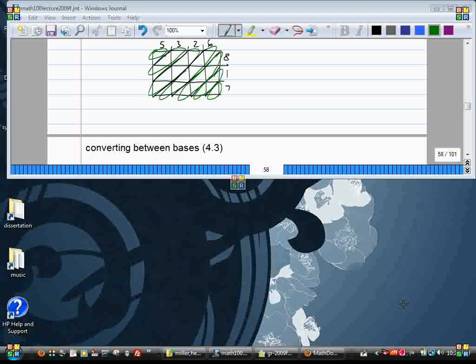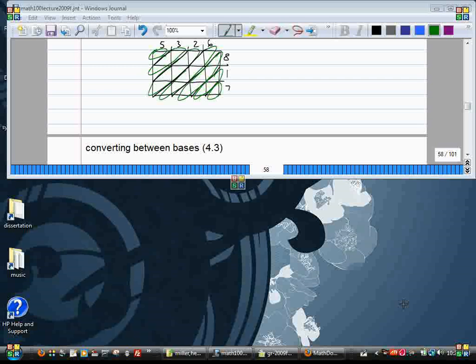All right, so now we'll go on to the next topic. This next topic is again going to challenge the way that you look at numbers themselves. So this topic is converting between bases. Some people may have seen this before. My guess is most of you have not.